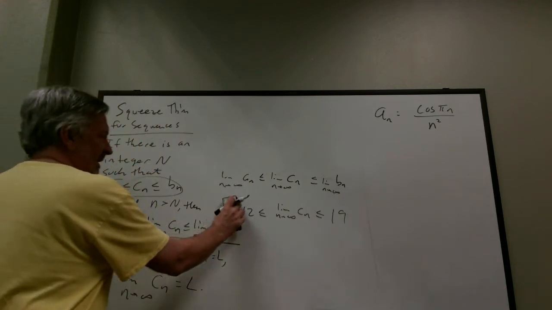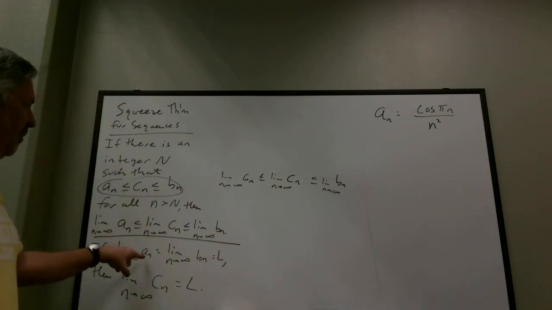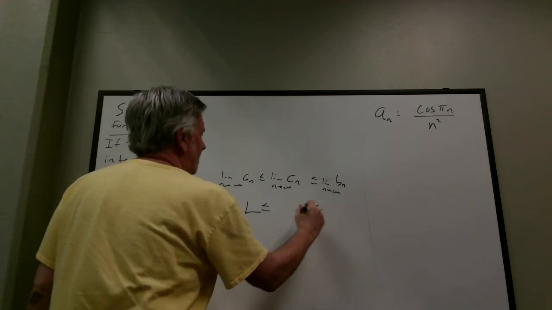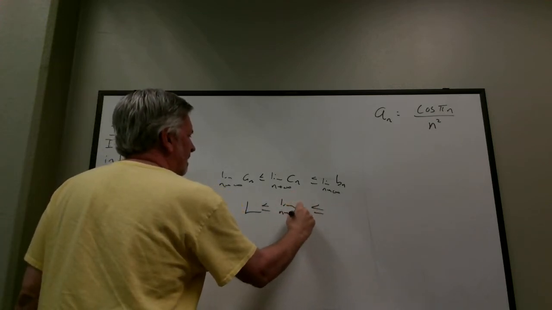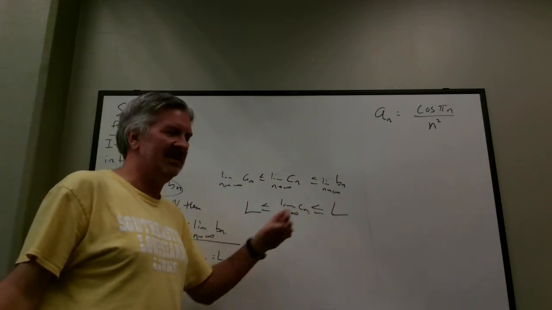Now what the book is saying, the actual squeeze theorem, is this. Suppose the limit of a(n) is L, and the limit of b(n) is also L. My example had 12 and 19, which were different.